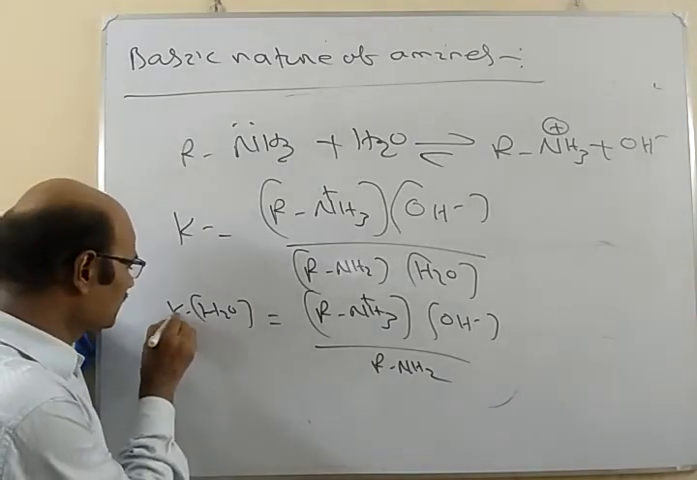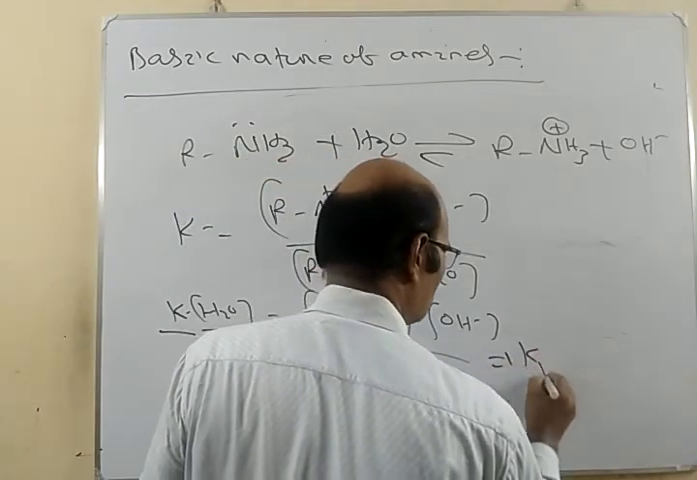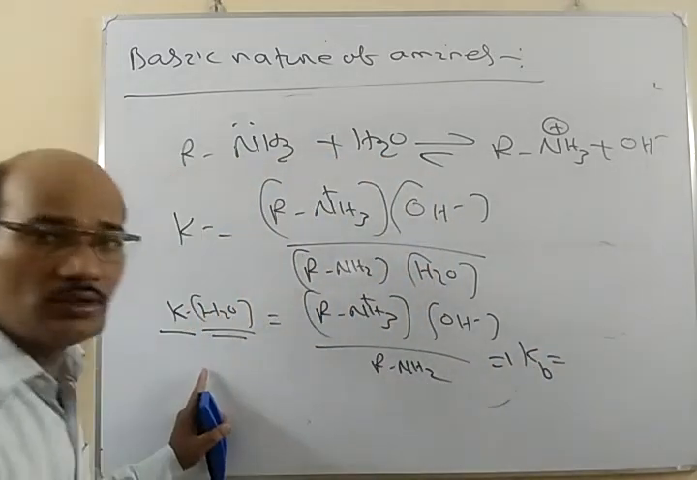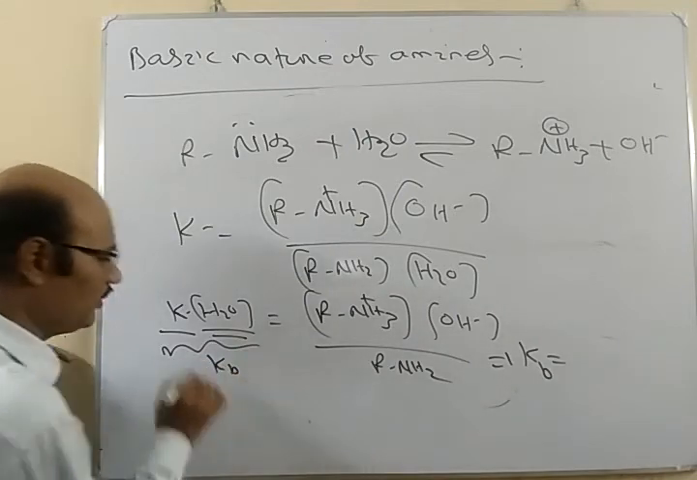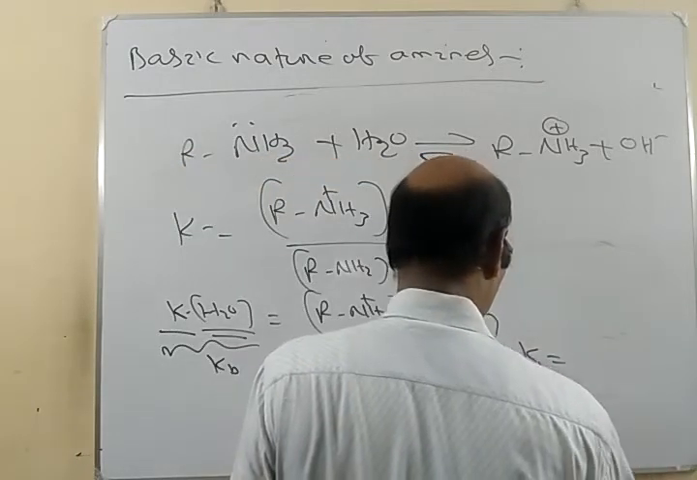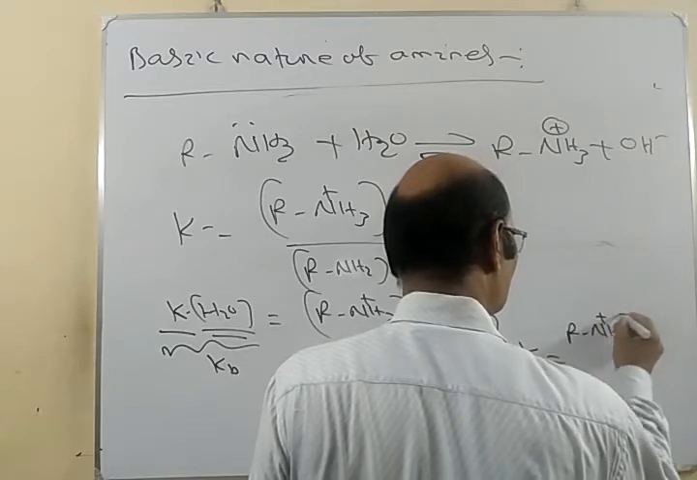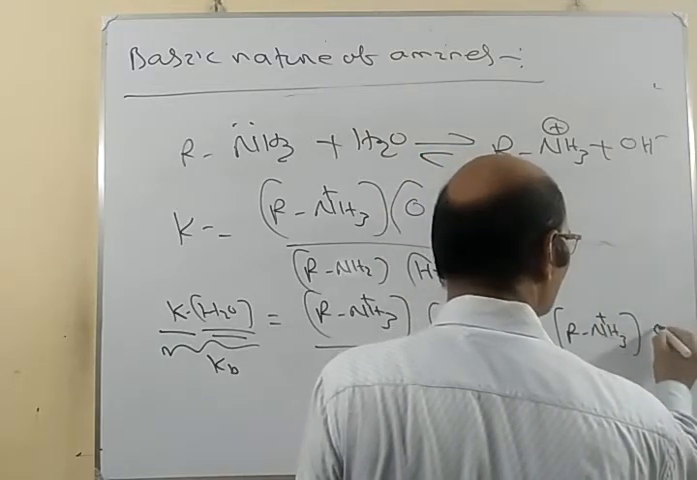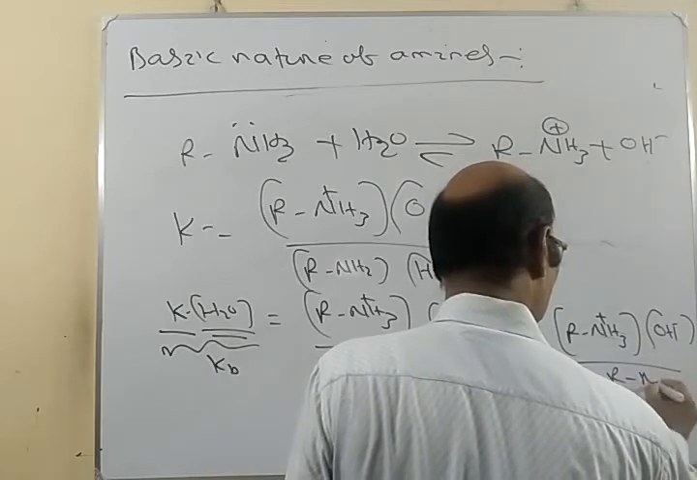So constant K into constant, I can take simply as Kb, the ionization constant. So K into H2O is equal to Kb, called the ionization constant, equal to RNH3 plus into OH minus divided by RNH2.